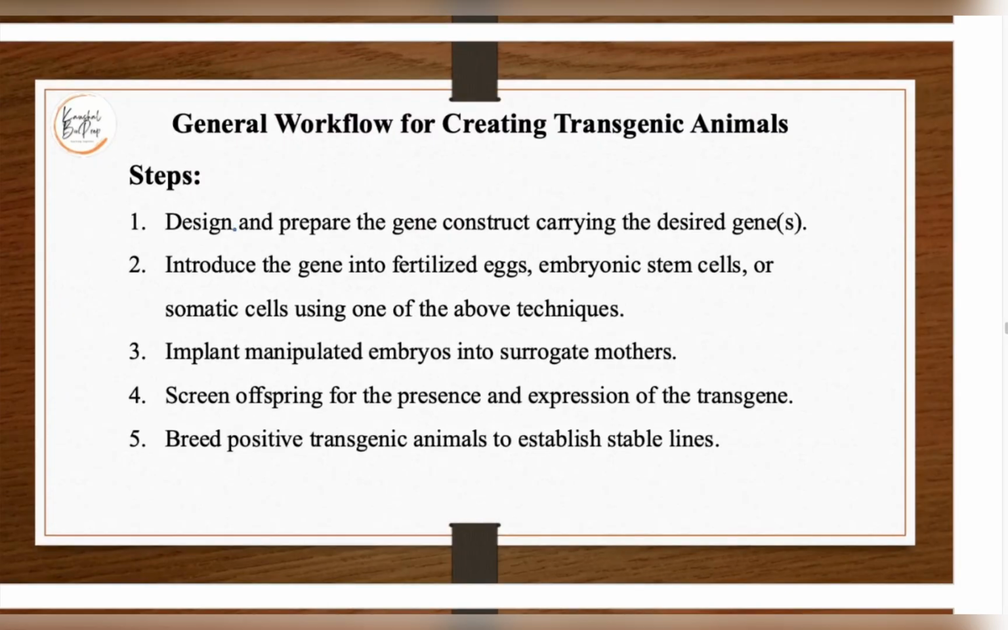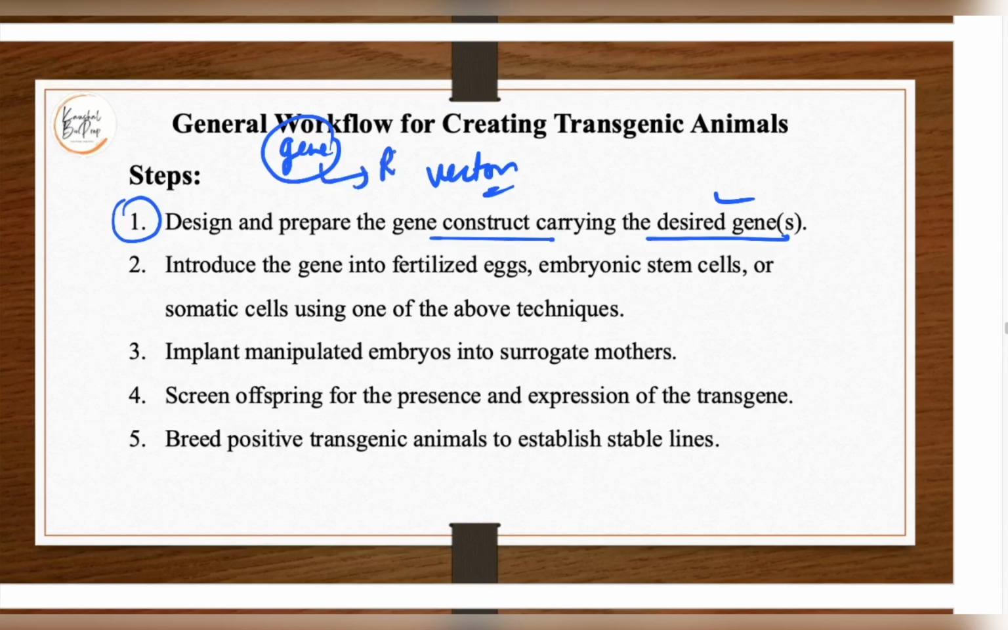Now this is cloning. What is the general workflow if you want to create a transgenic animal? There are certain steps. Number 1, you design and prepare the gene construct carrying the desired gene. This is very important because you will need a vector. You want to transfer a single gene or maybe more than one gene into the recipient, or host, you can say. So this gene will go into a certain vector.